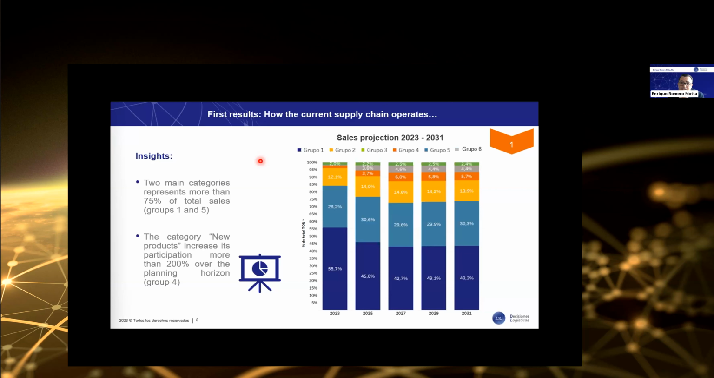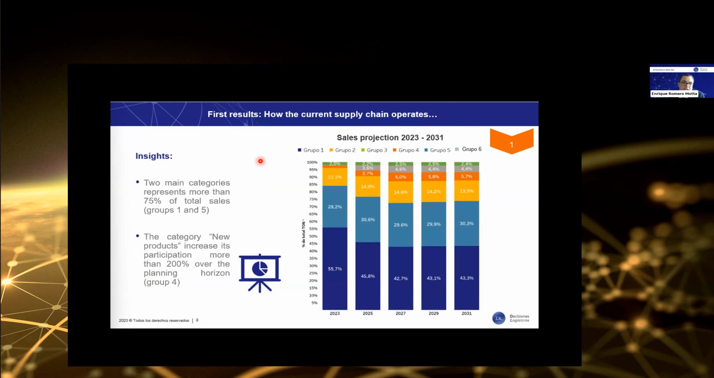But the problem was related to the way these new products will behave in the near future. I'm talking about the way these new product categories will increase their participation in the sales portfolio that the company wants to present in the following 10 years, an increment of 200% over the planning horizon, which is really an interesting number. Of course, these new product categories weren't the main ones that the company wants to move through the current supply chain.